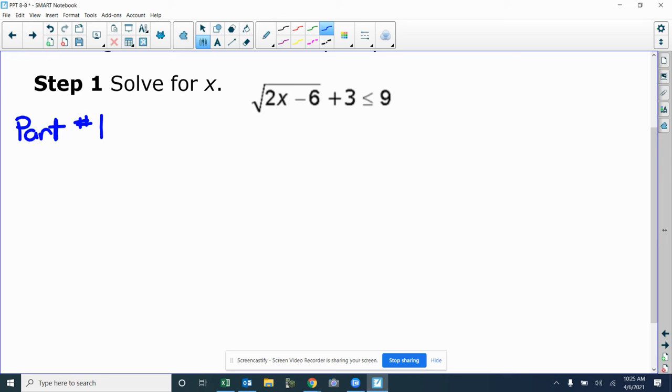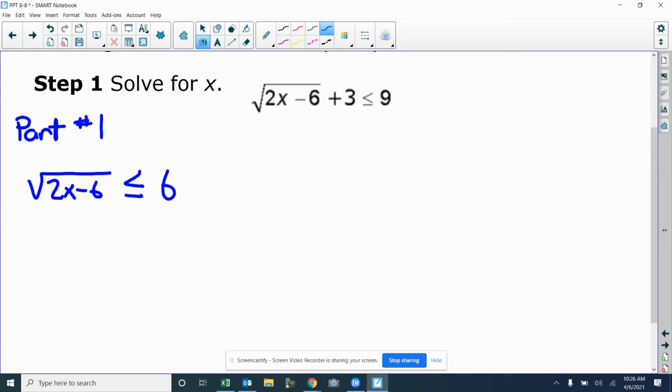We're going to solve here. So I'm going to subtract 3. So I'm going to have the square root of 2x minus 6 still less than or equal to 6. There are 2 parts to this, everybody. You understand? We're doing part 1.